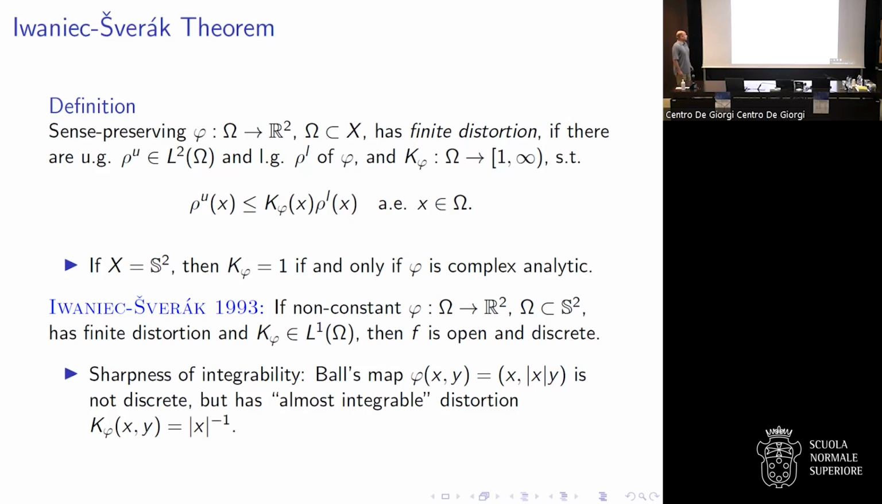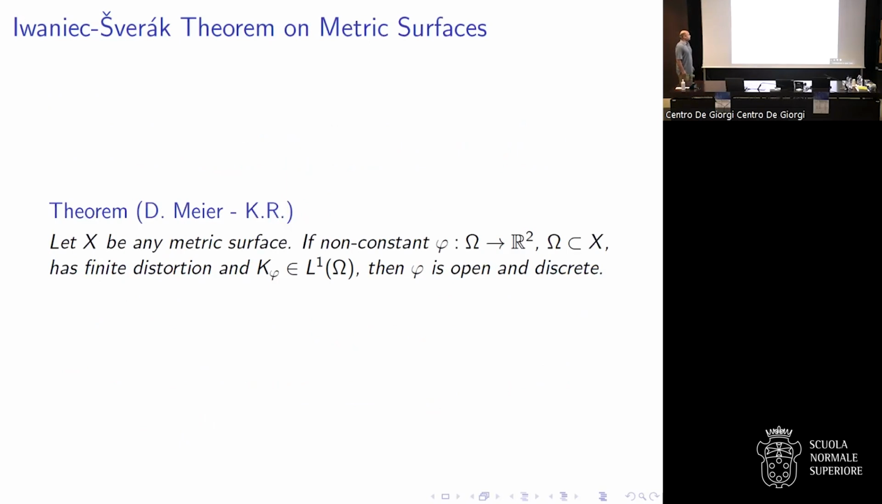So what we do with Tamaris is that we are able to prove this result replacing the S2 in the domain with any metric surface. If you have any metric surface, same assumptions, then the same conclusion still holds true.